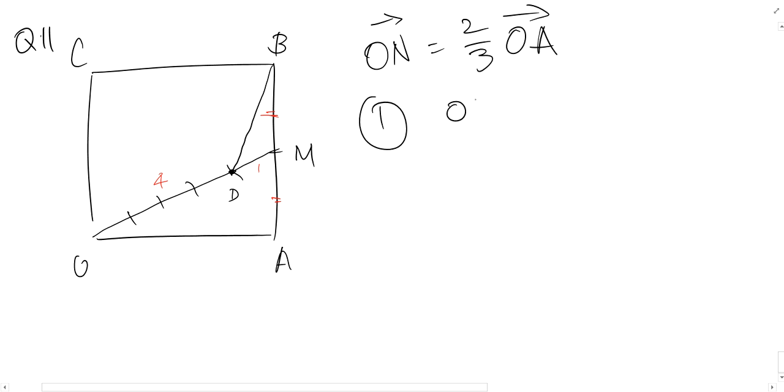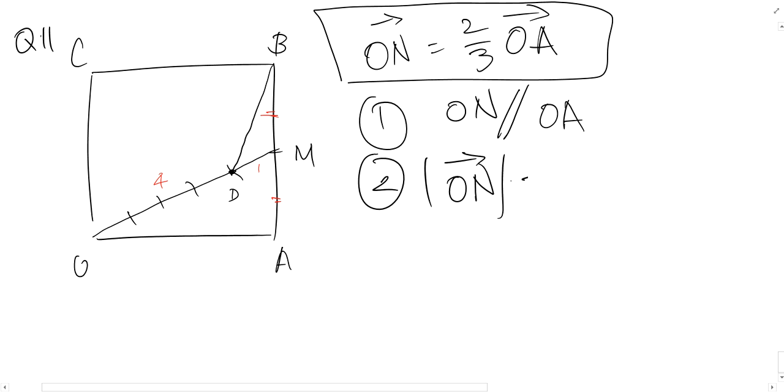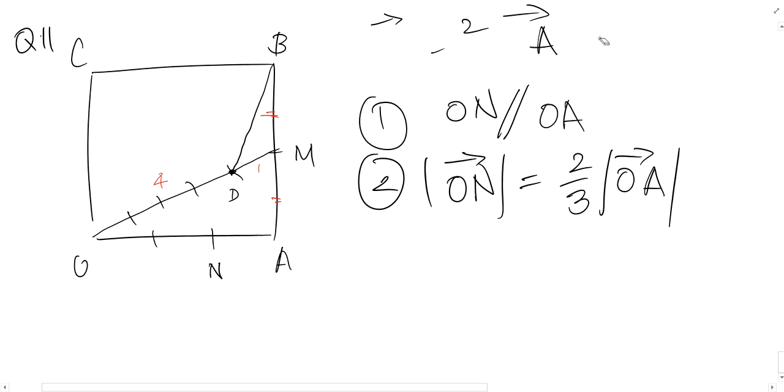From this statement, I must be able to tell 2 things. First is that ON is parallel to OA. Next, the magnitude of ON is equal to 2/3 the magnitude of OA. Okay, so I must divide OA into 3 equal parts. ON is supposed to be 2/3, so this must be my point N. Okay, now I have all my information.